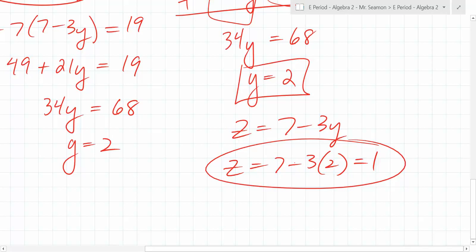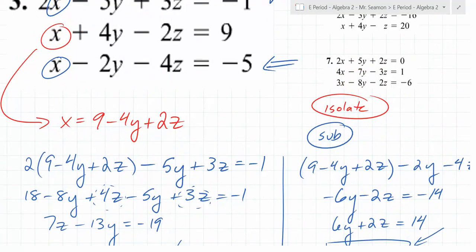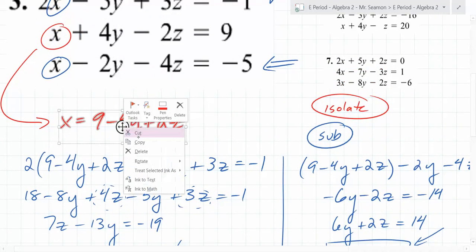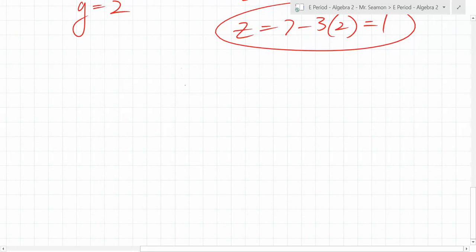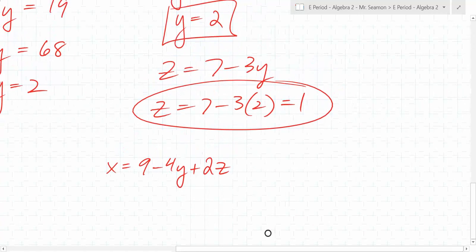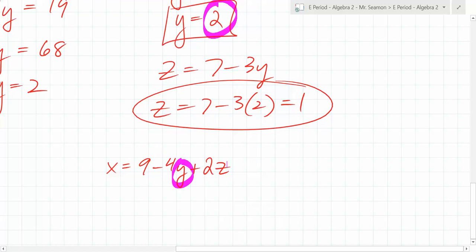Now we have z, and we need to find what? x. Look what we have up here. What did we find first? We have x equals. We know that we isolated it there. Are there lots of places we could plug these two values in? Sure. But what do we know? We know that y is equal to 2, and z is equal to 1 right there.